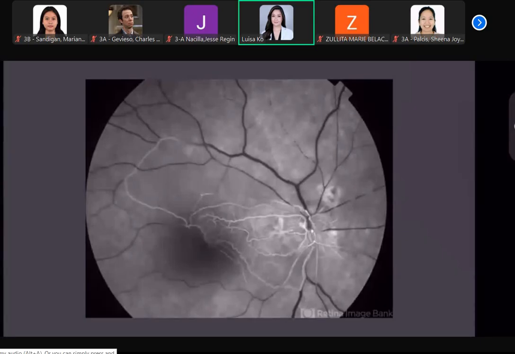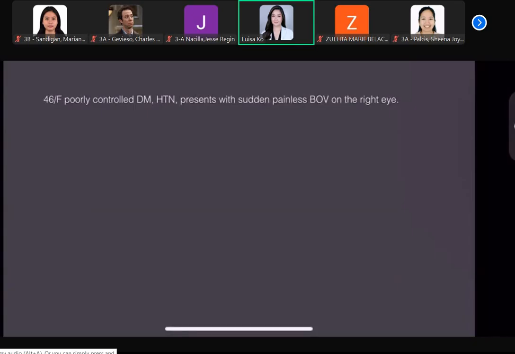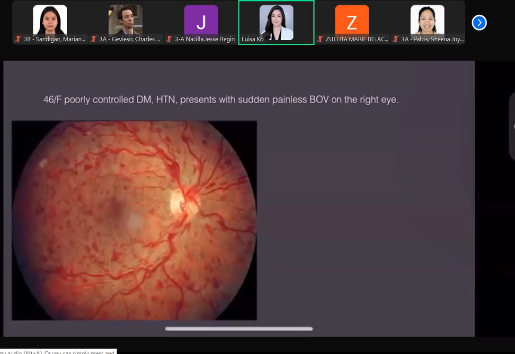Okay, good. Next case, we have a 46-year-old female, poorly controlled diabetic and hypertensive, presenting with sudden painless blurring of vision in the right eye. This is what the retina looks like. Describe what you see.